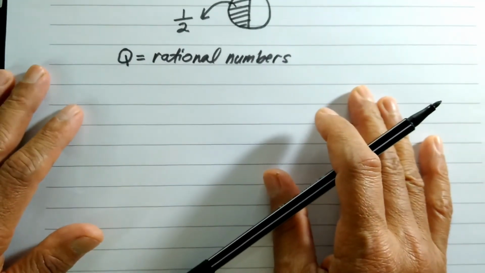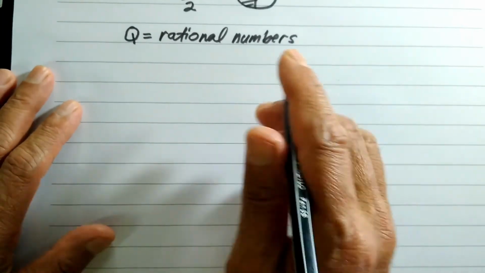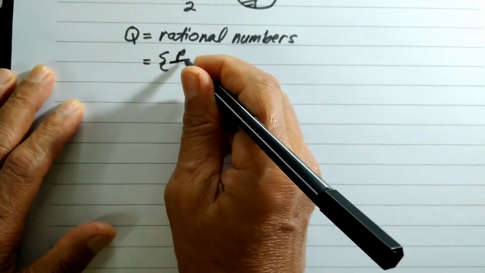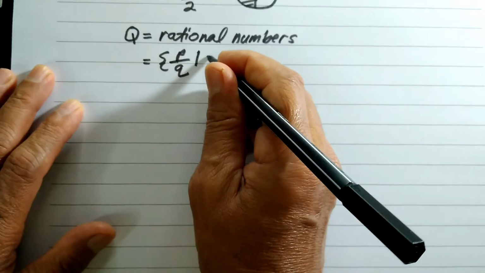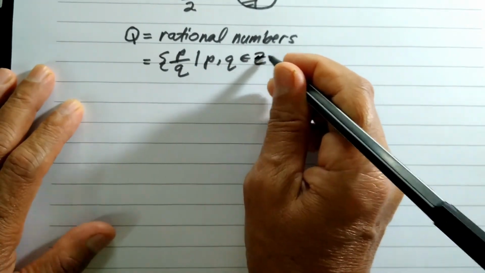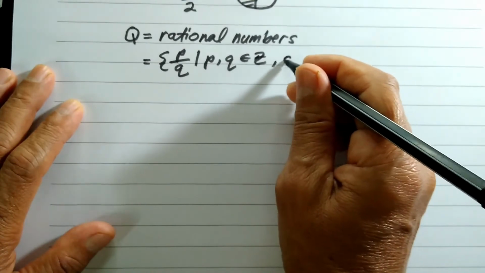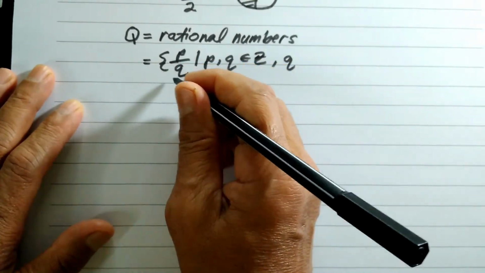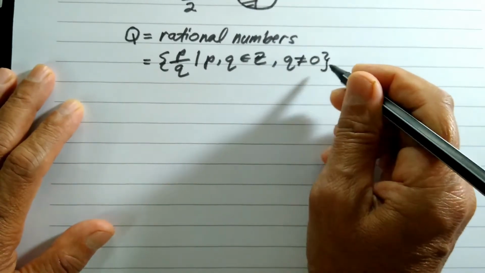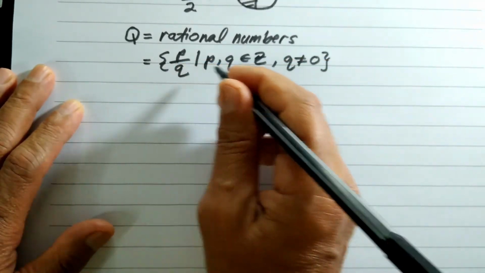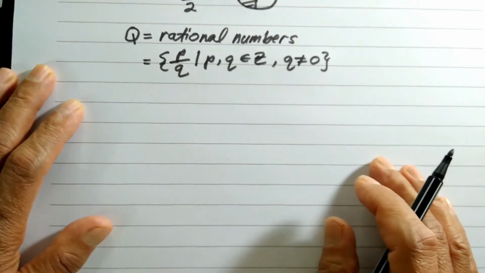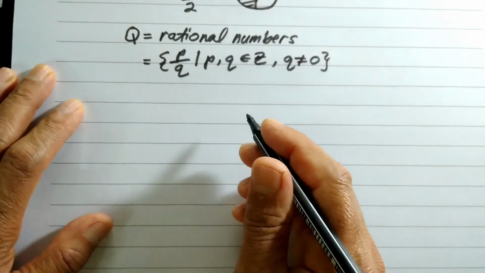The definition for rational numbers is like this: it is equal to the set of P over Q such that P and Q must be integers, and Q, that is the denominator, must not equal 0. We won't allow the denominator to equal 0, and I'm going to explain in a little bit why we cannot allow Q to equal 0.